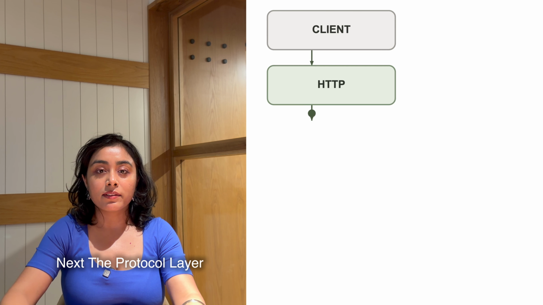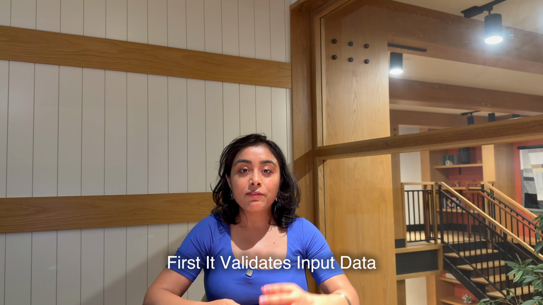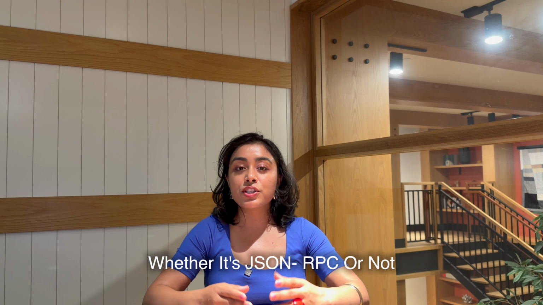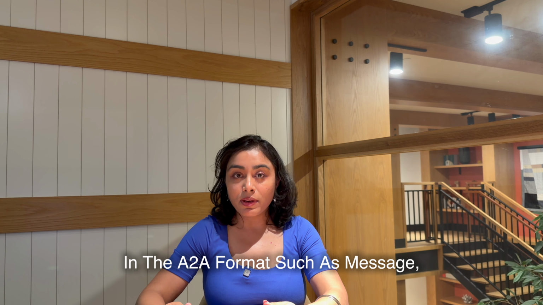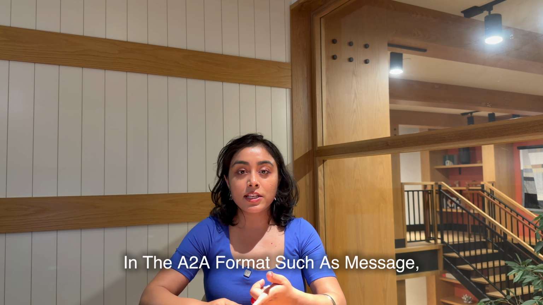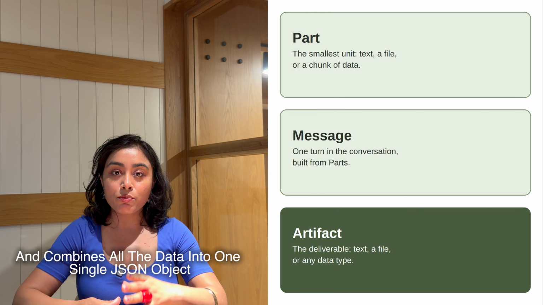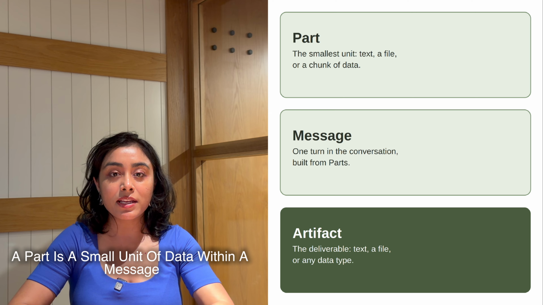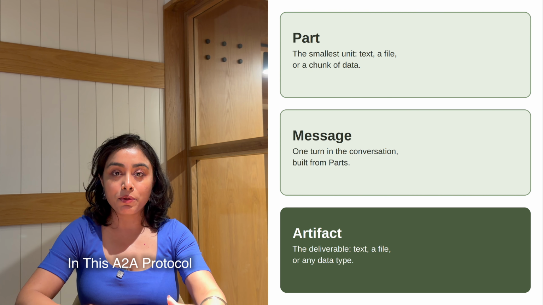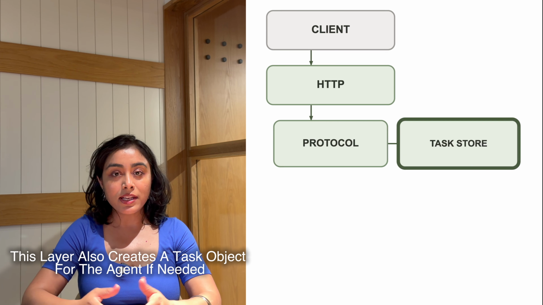Next, the protocol layer. The protocol layer is where the real work starts. First, it validates input data, whether it's JSON-RPC or not. This layer extracts the data in the A2A format, such as message, parts, etc., and combines all the data into one single JSON object. A part is a small unit of data within a message in this A2A protocol. This layer also creates a task object for the agent if needed.